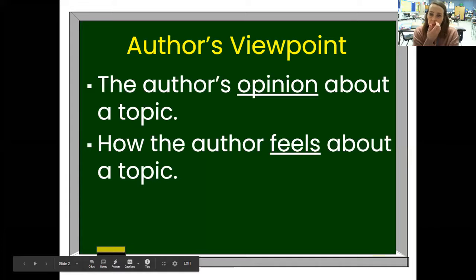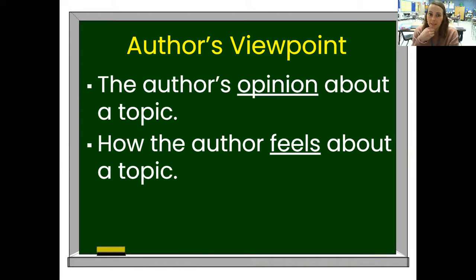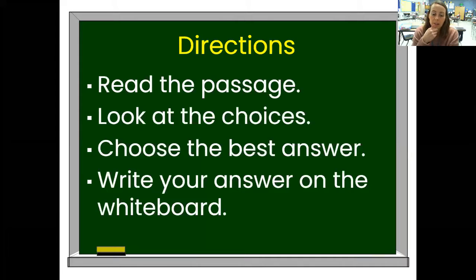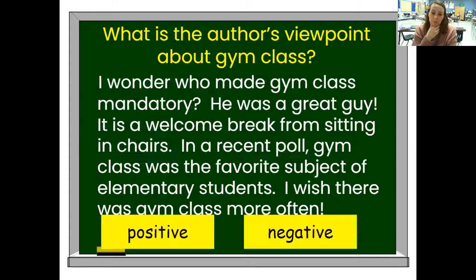So the author's viewpoint is the opinion about the topic, or how the author feels about a topic. So what we're going to do, and we're not going to use a whiteboard, we're going to use thumbs up, thumbs down. We're going to read some different texts, and we're going to see if we can figure out how the author feels about the topic. Do they have a positive viewpoint or positive opinion about the topic, or do they have a negative opinion about the topic? And then I'm going to ask you to think, well, what's your opinion? Do you agree with the author, or do you disagree?